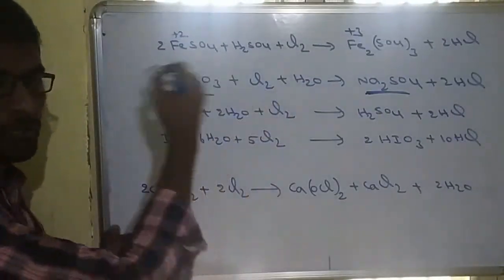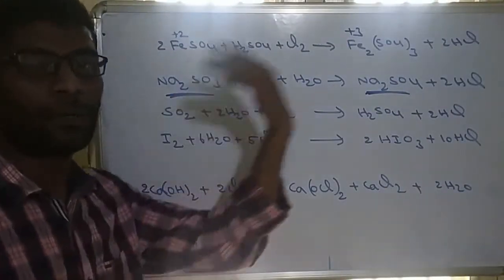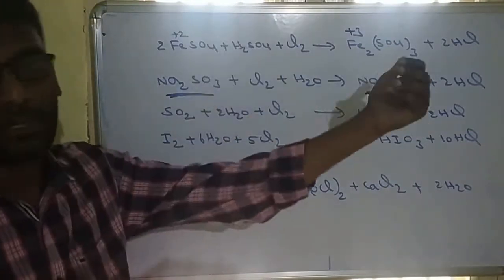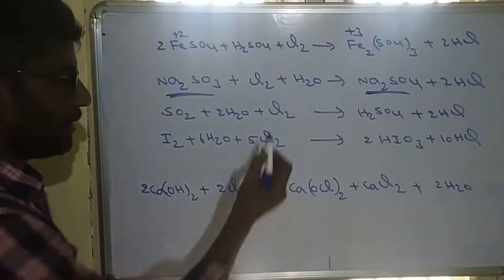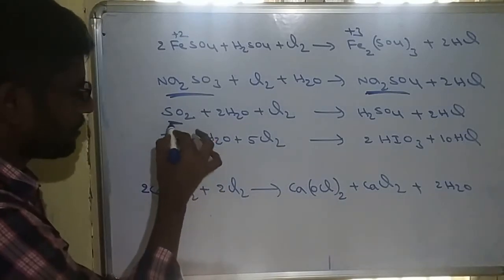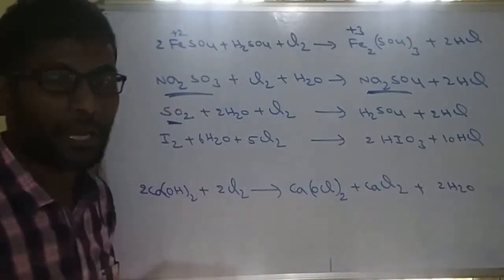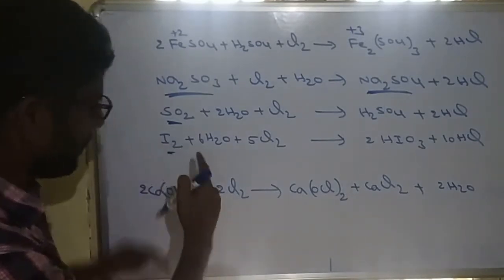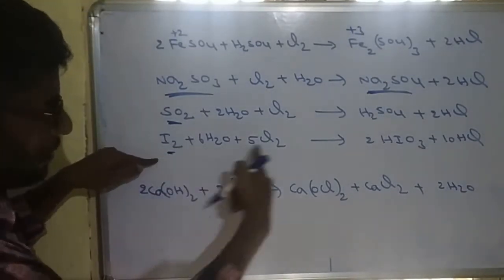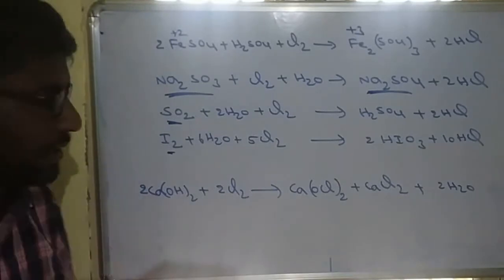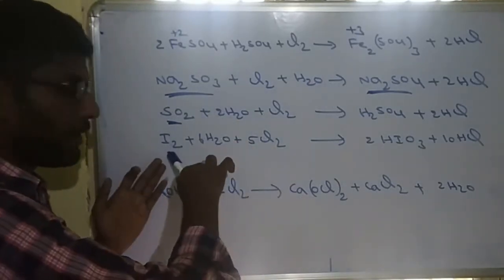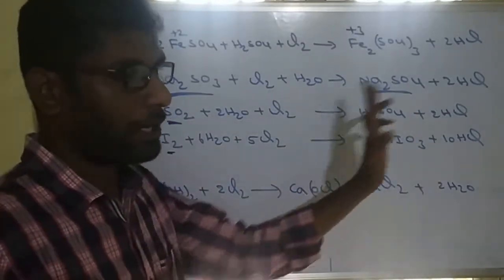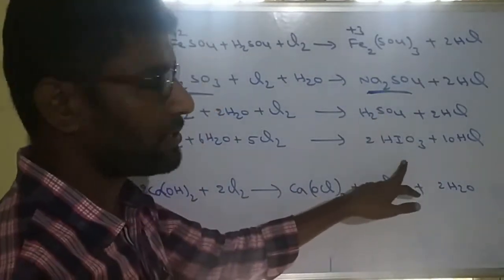So chlorine oxidizes sulfite to sulfate, SO3 2- to SO4 2-. Similarly, it will oxidize sulfur dioxide to sulfuric acid in the presence of water. When we are comparing iodine and chlorine, we know that chlorine is a better oxidizing agent. It oxidizes iodine to iodic acid, HIO3. So this is an oxo acid again.